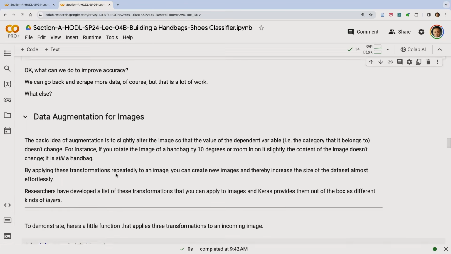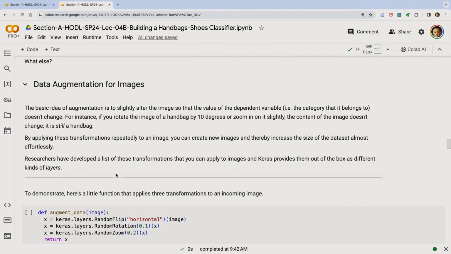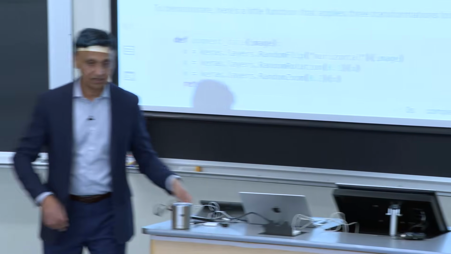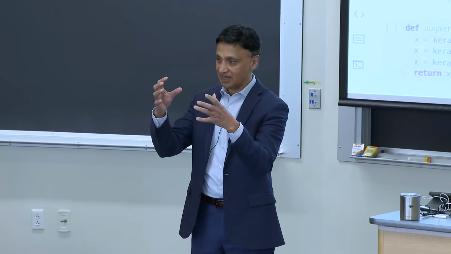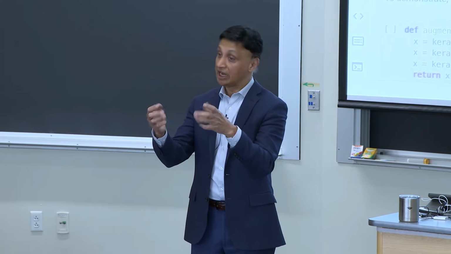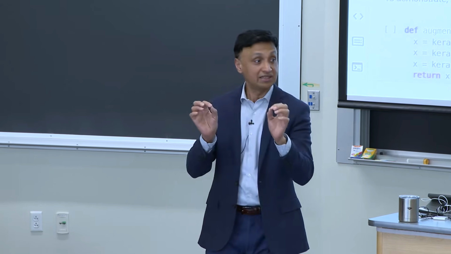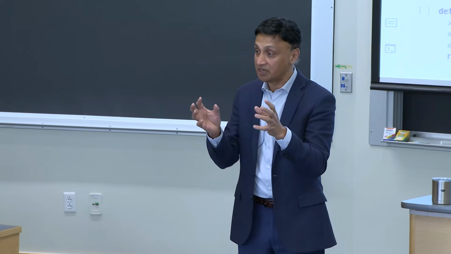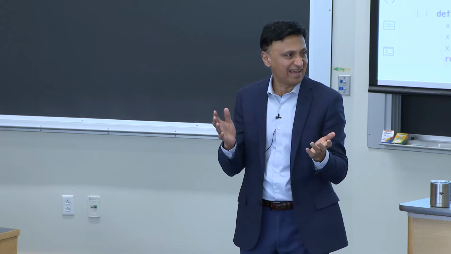Now, there's this whole section about data augmentation, which, you know what, do we have time? Yeah. So the idea of augmentation is that when you have an image, let's say you take this image and you just rotate it slightly by 10 degrees. If it's a handbag before you rotated it, it sure is a handbag after you rotated it, right? The meaning of the image doesn't change just because you rotated it slightly. Or maybe you zoom in slightly, you zoom out slightly, you crop it slightly, nothing happens.